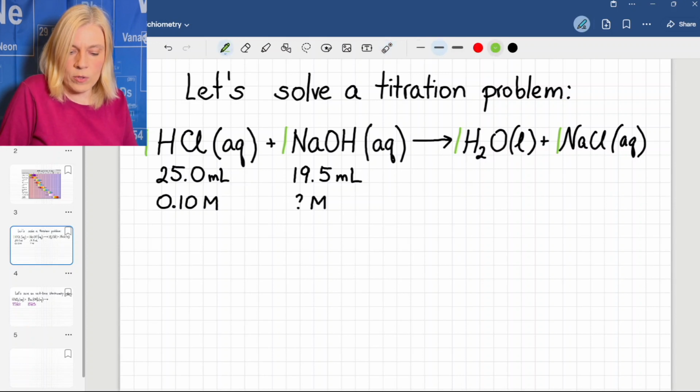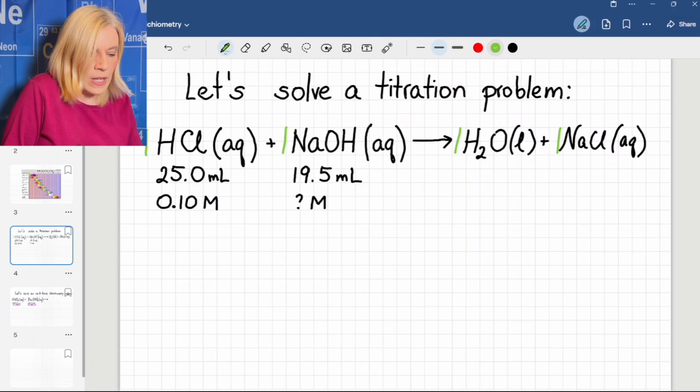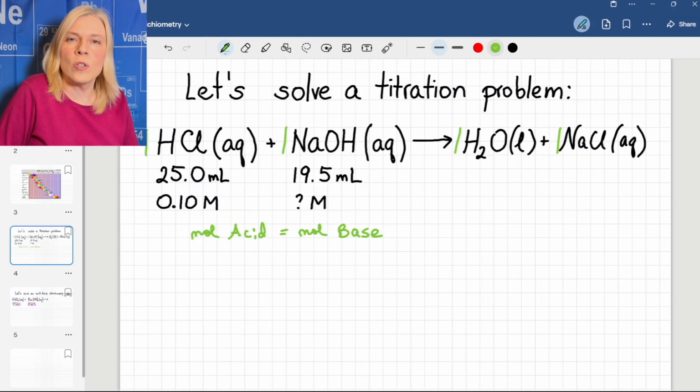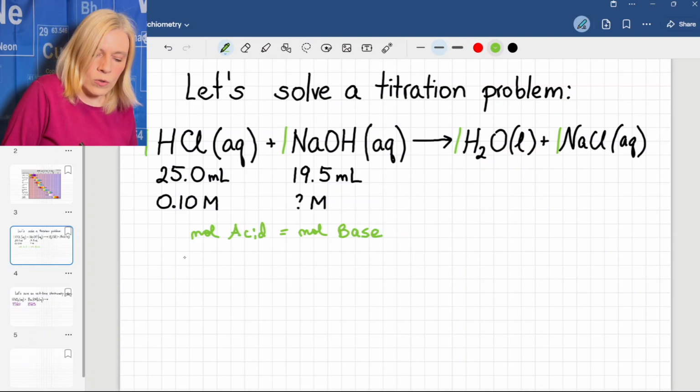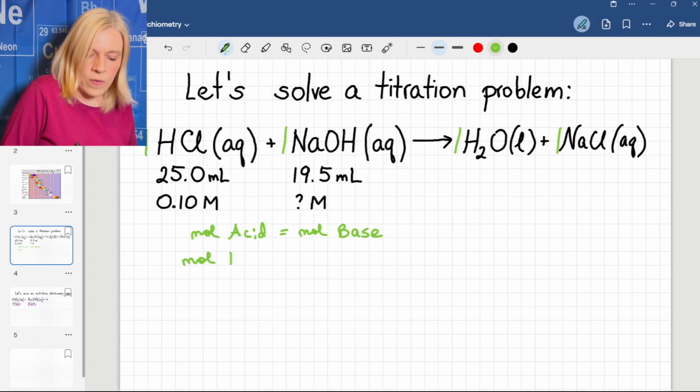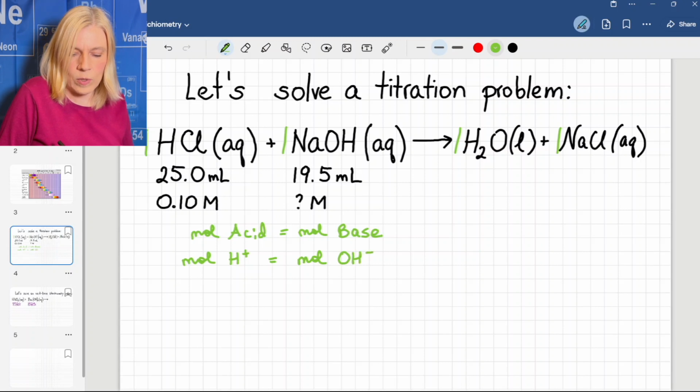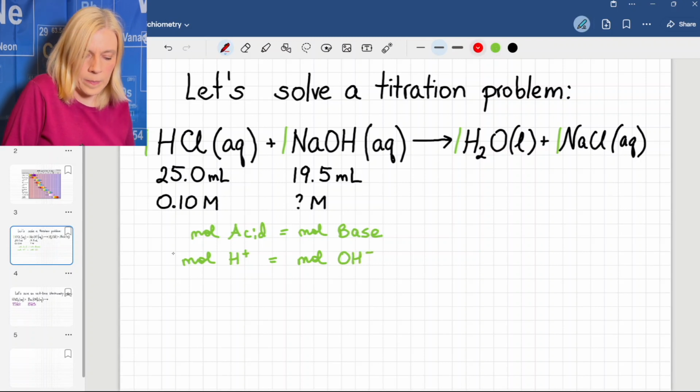So that means in order to make this water, in order to neutralize it, I need to have my moles of acid. Let's write this down. My moles of acid have to equal moles of base. And I use that loosely, so let's make sure we really understand what I mean. In order to neutralize things, moles of H plus have to equal moles of OH minus. This is what we mean. This is important.